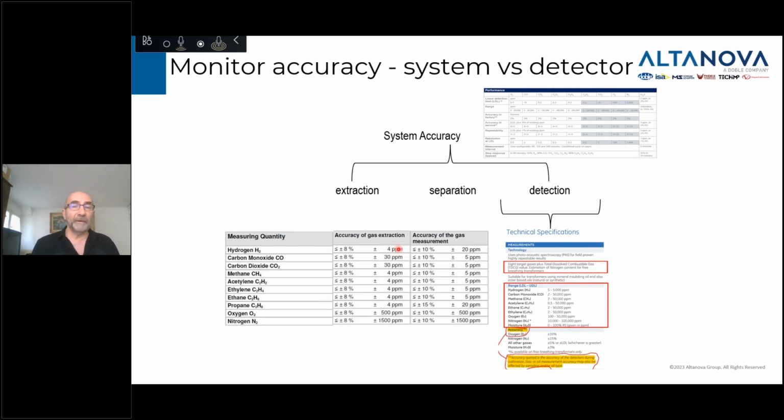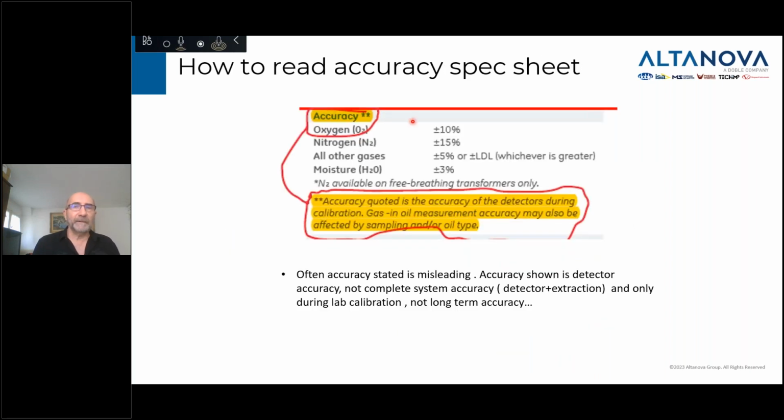So, again, when you have that kind of spec, the way it's written, and you're comparing to someone else's spec, you have to add all those accuracy numbers and the LDL number. Another way to do it is that people will just show the detection accuracy. So they will tell you that your accuracy is plus minus 5%, but it's just the detector during calibration. Now, calibration usually happens in the factory. So what it means in general is that my system detector accuracy, when I calibrate it before shipping, is 5%.